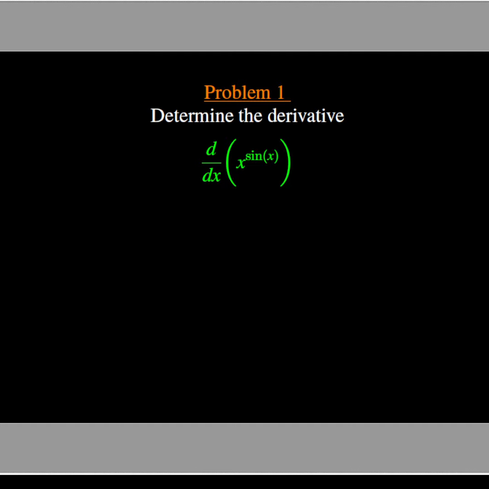In problem 1, we are asked to find the derivative of the function x to the power sine of x. We know that this problem involves exponentiation where the base function is x, and the exponent function is sine of x. In order to compute its derivative, we need to apply the chain rule and the logarithmic differentiation technique.